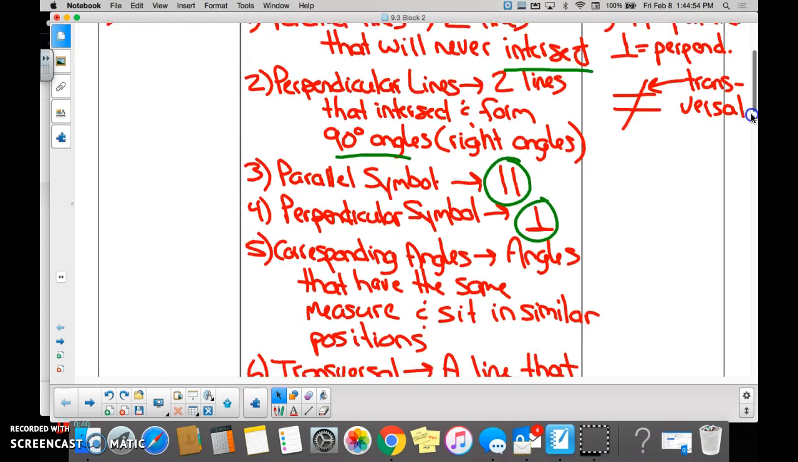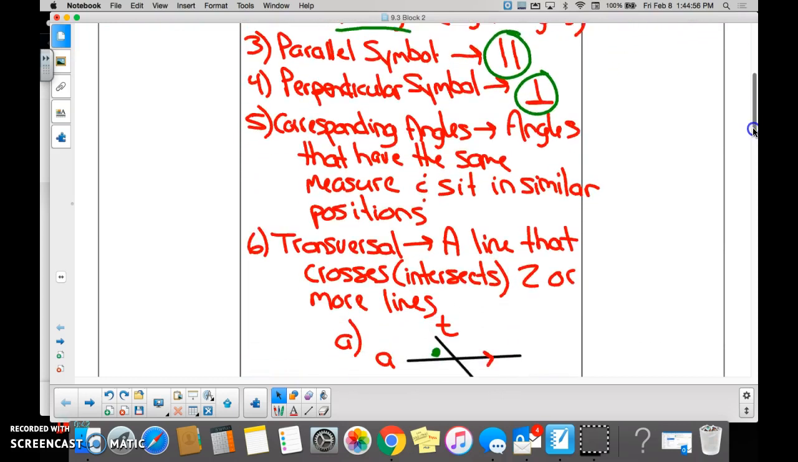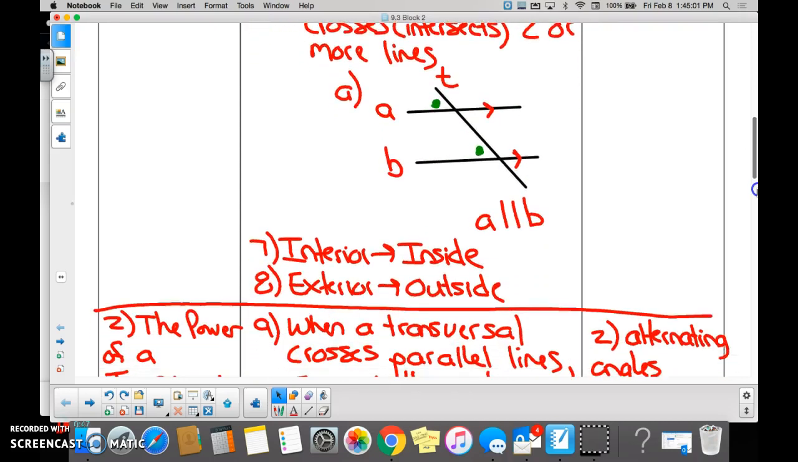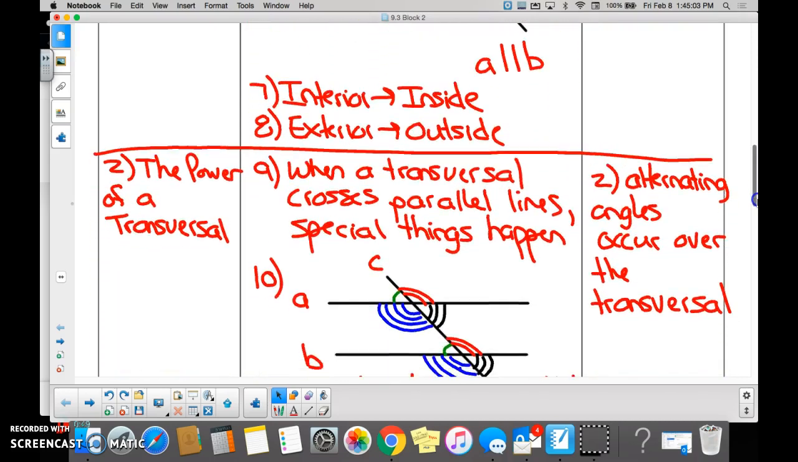Corresponding angles, we'll talk about those in a bit. Transversal, we'll talk about that in a bit. We got an example down there, number 6. And then interior and exterior, you guys know what that means, right? Inside and outside. All right, so here we go.